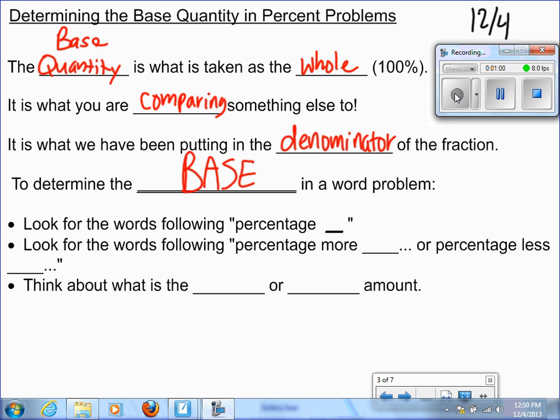The first one you already know. Who knows how we could fill in the first blank? Look for the words following percentage. Percentage of. Very good. "Of" is a key word.